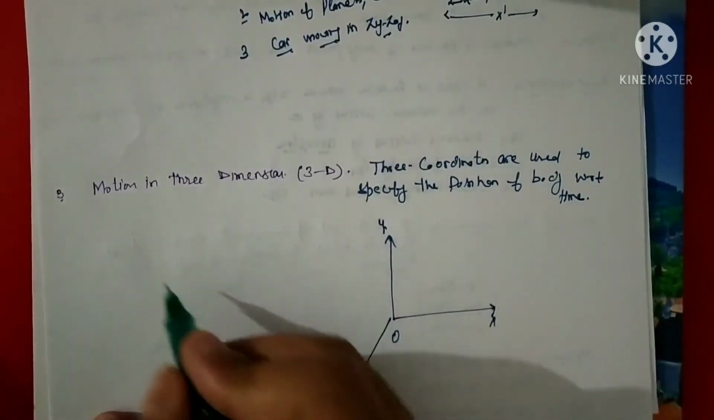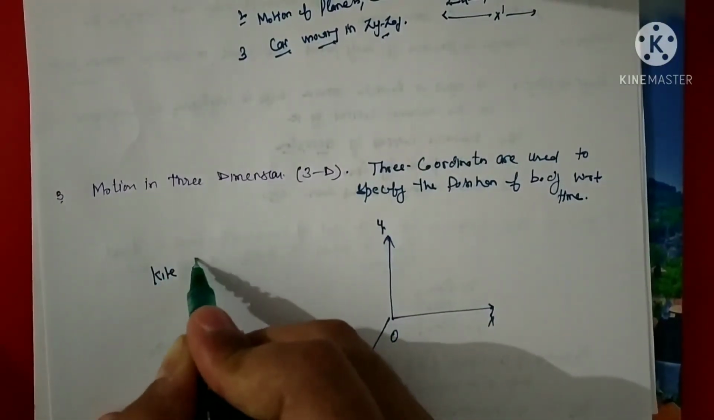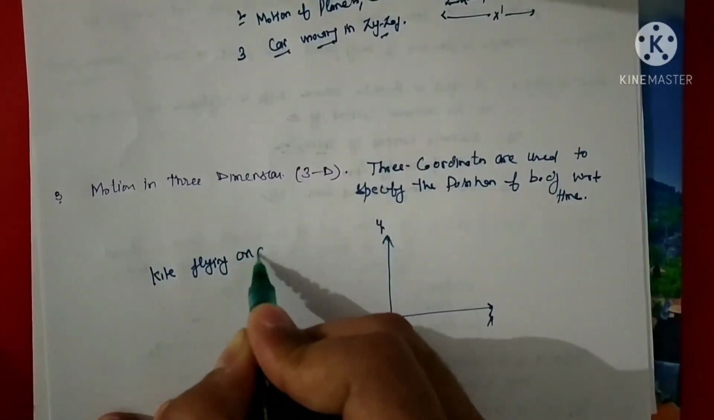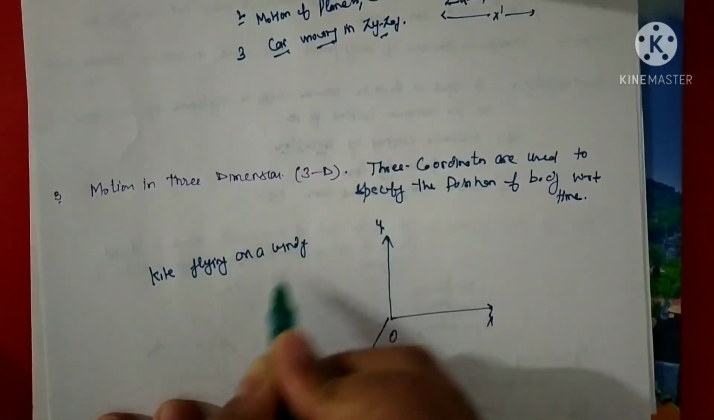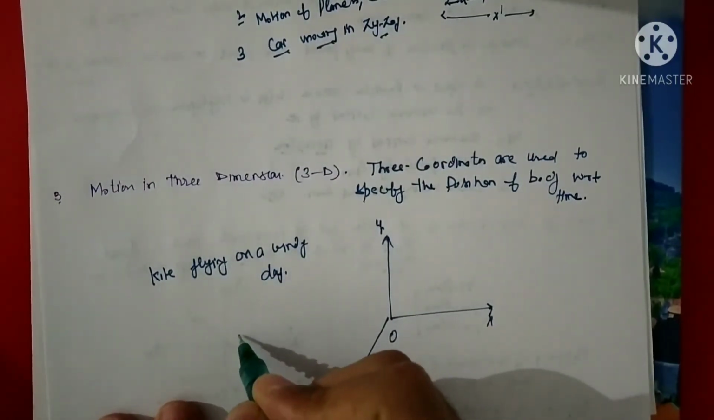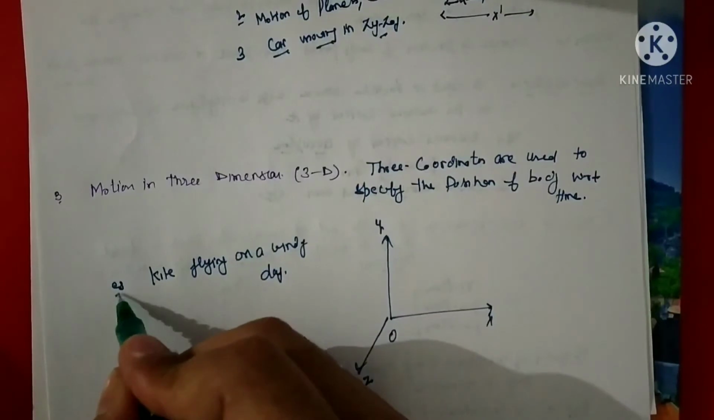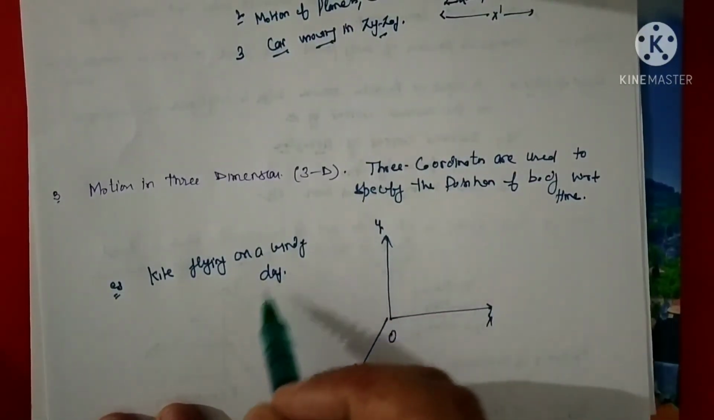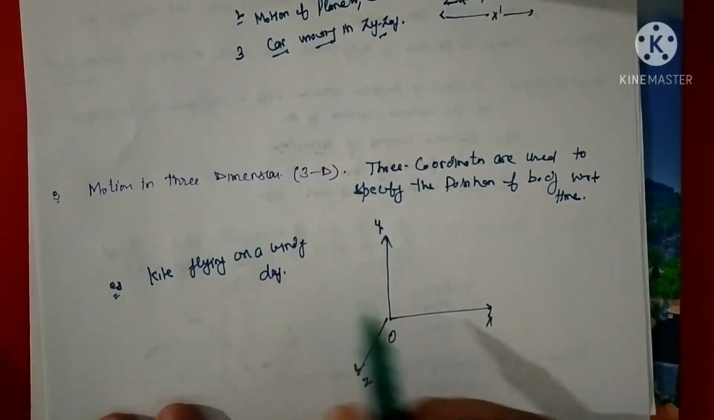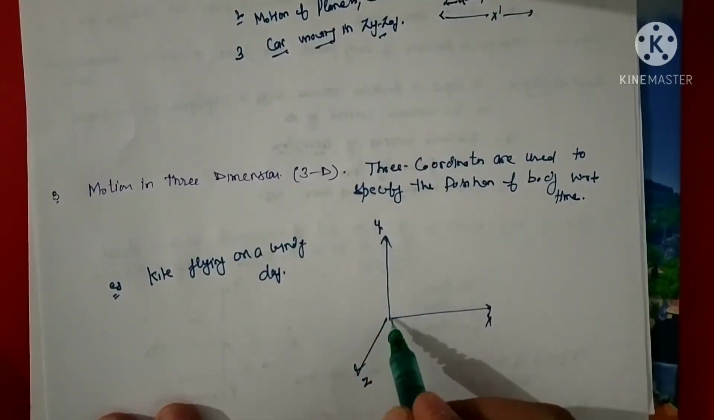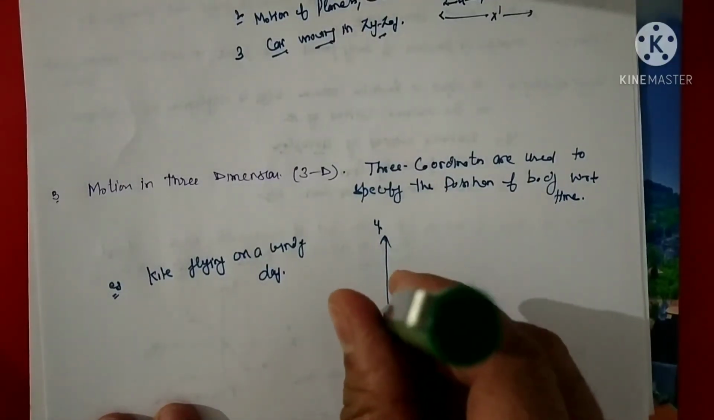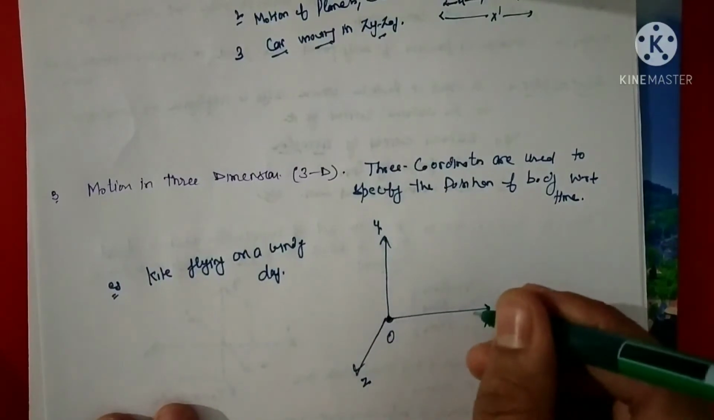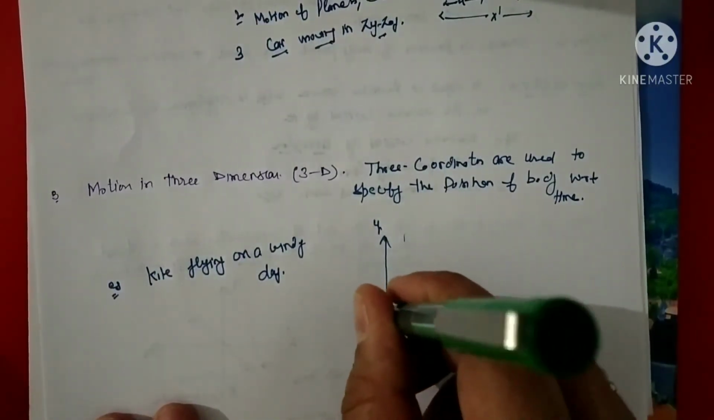Example: a kite flying on a windy day. That is the motion of the kite. And you know that the motion of the kite is random, it may be along the x-axis, along the y-axis, or along the z-axis. This is the x-axis, this is the y-axis, this is the z-axis. The z-axis is toward you. We can say this is the vertical axis.